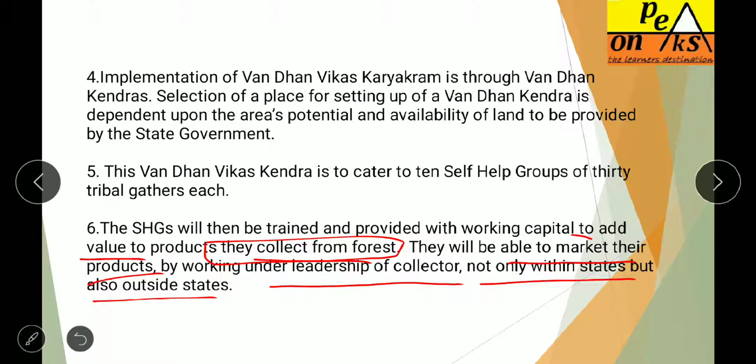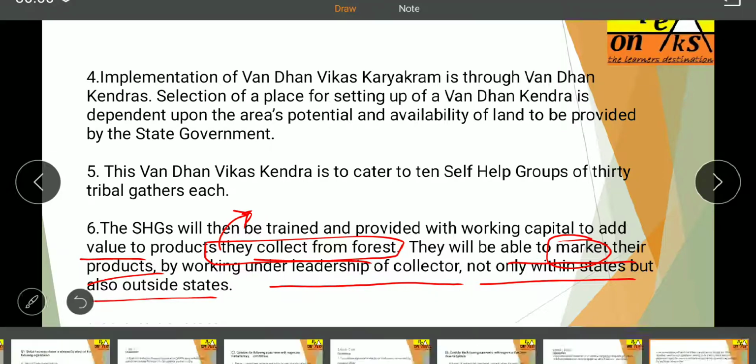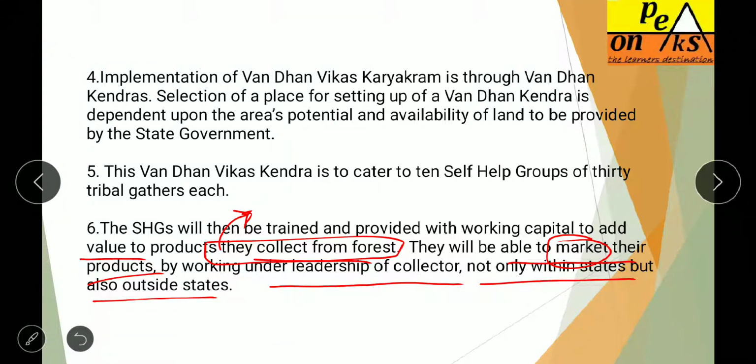They will be able to market their produce after value addition in the state as well as outside of the state. And these self-help groups will be provided training under this scheme.